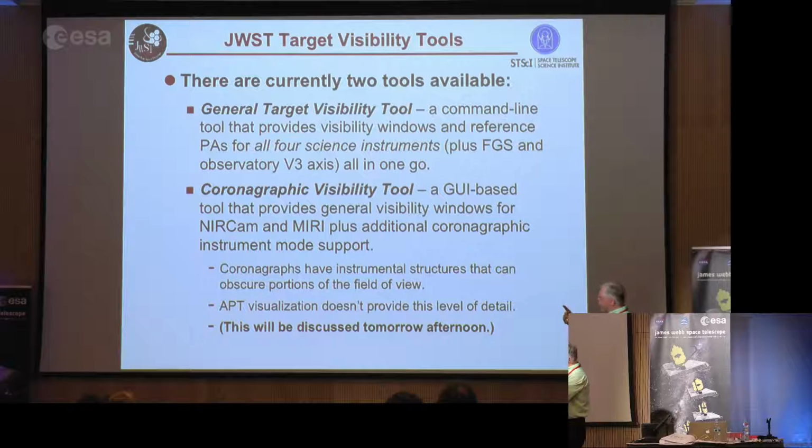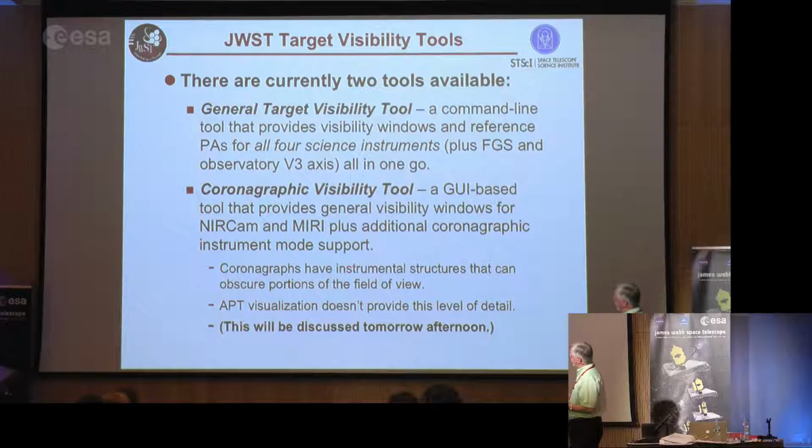You can restrict it to one field if you want to, but it gives you plots for everything, and it gives you the numbers for everything by default. And then there's a second tool, the coronography tool, that I'll talk about in more detail tomorrow. That is a GUI-based tool: you literally just type the command to start the GUI, and everything else is done from within the GUI in that particular example.